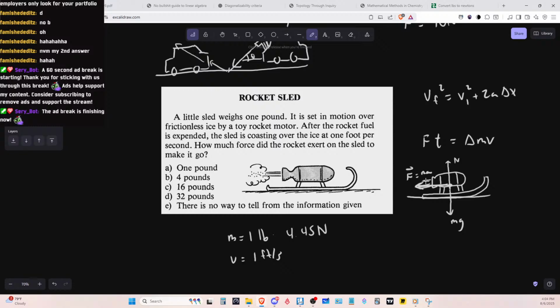Does this have to do with work? Like work done? But then again, we don't know the distance of how far it traveled, though. Let's see. We have 1 pound, 4 pounds, 16 pounds, and 32 pounds. There's no way to tell from this given information. I don't think it's D. I mean, I don't think it's E.